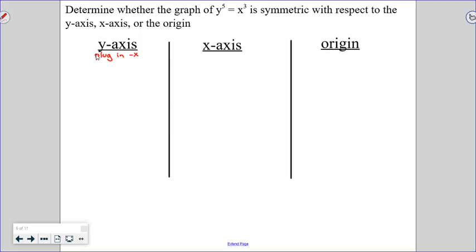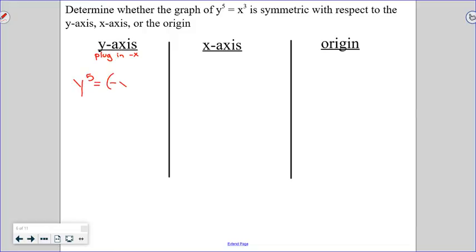Easiest way for me to remember how I test for these is that whole plug in the other letter thing, right? So if my test right now is for the y-axis symmetry, I would plug in negative x. If my test is for the x-axis symmetry, I plug in negative y. Always plug in the other letter. All right, so let's go ahead and try this out.